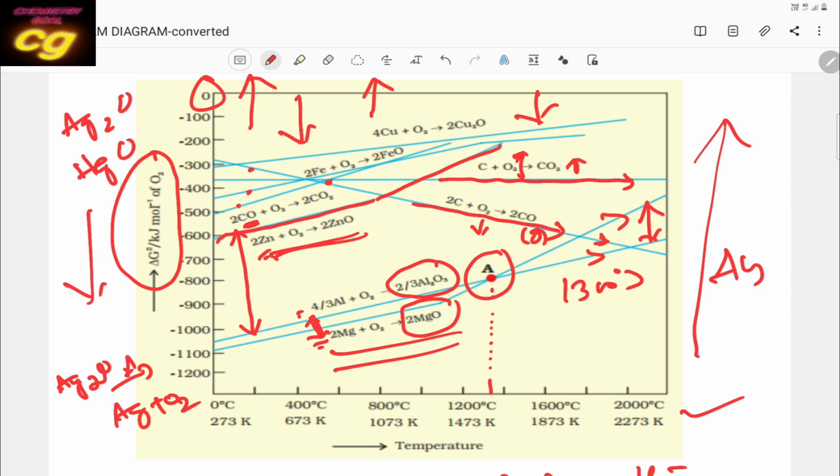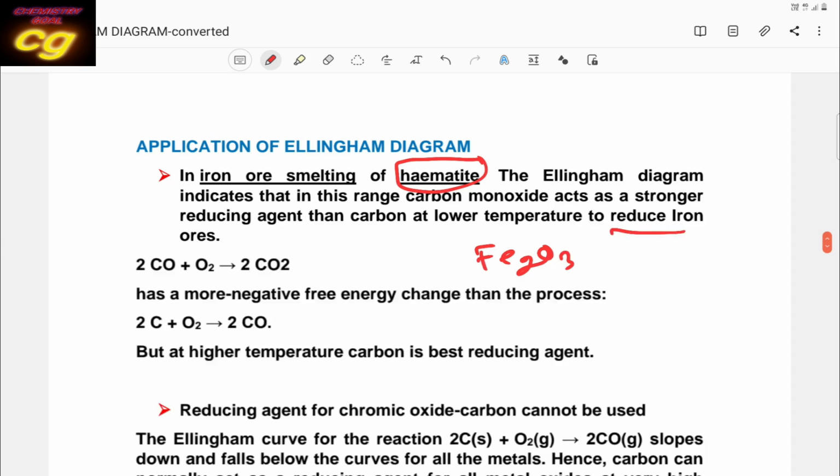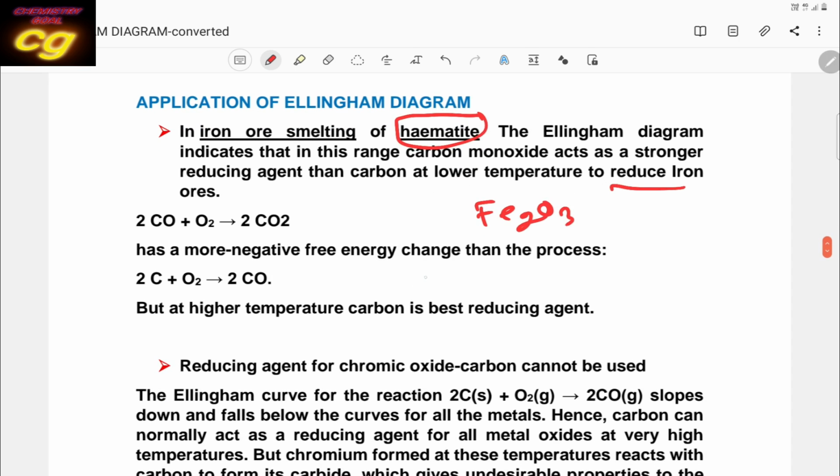That indicates, if you see the iron oxide graph and the carbon monoxide graph, carbon monoxide is below, so carbon monoxide can reduce iron oxide at a lower temperature. This is the main concept. So carbon monoxide can reduce iron oxide at a lower temperature, forming carbon dioxide and iron.